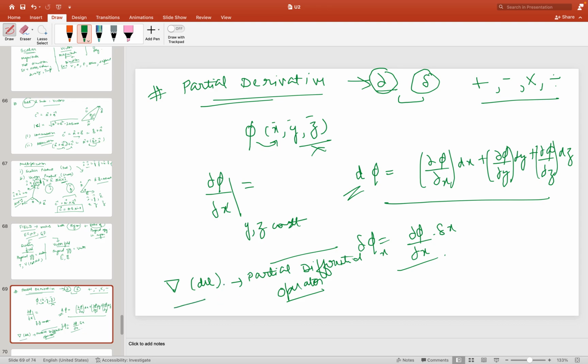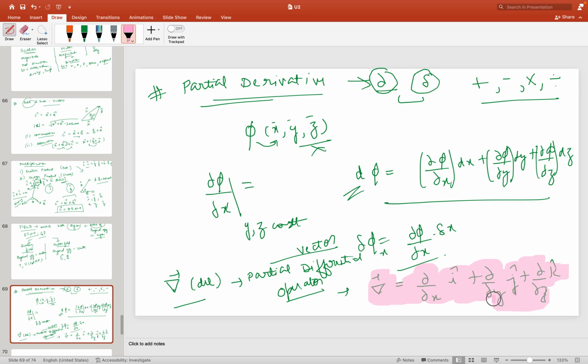Again, del is an operator which is called the partial, or you can say partial vector differential operator. It is vector in nature because we will be having its vector value. So it's a vector quantity. This del operator has the value del is equal to del by del x i cap plus del by del y j cap plus del by del z k cap. This is the value for your partial differential operator with respect to x, y, and z axis.